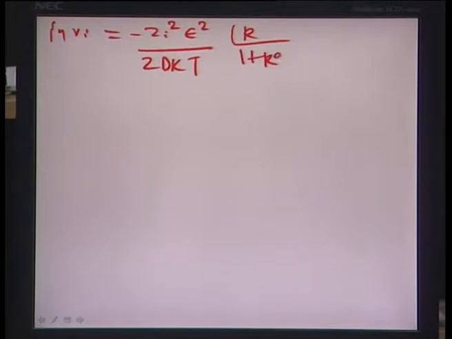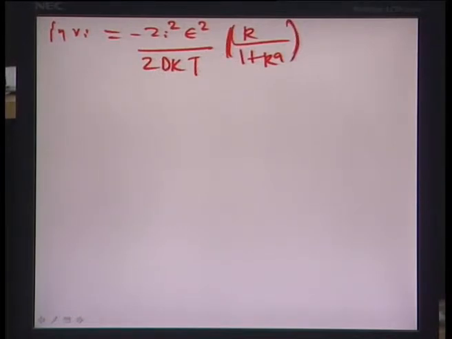the natural log of gamma I, the activity coefficient, also came out equivalent to minus Zi square epsilon square by twice D kT into the counter ionic radius k by 1 plus small k times A. A here was the ion size parameter. It is an indication of tentatively what is the size of the central ion of interest.